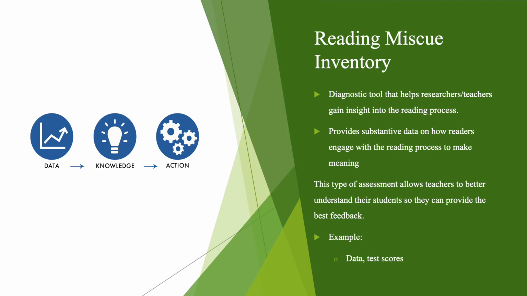Reading Miscue Inventory is a diagnostic tool that helps researchers and teachers gain insight into the reading process. This provides substantive data on how readers engage with the reading process to make meaning. This type of assessment allows teachers to better understand their students so they can provide the best feedback. Some examples are data and test scores.